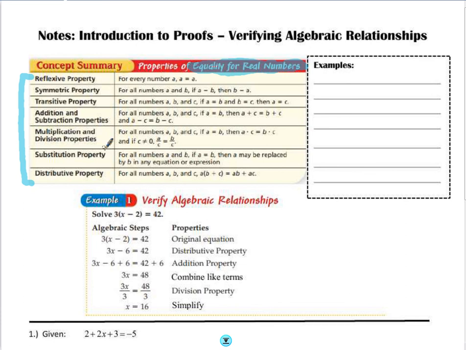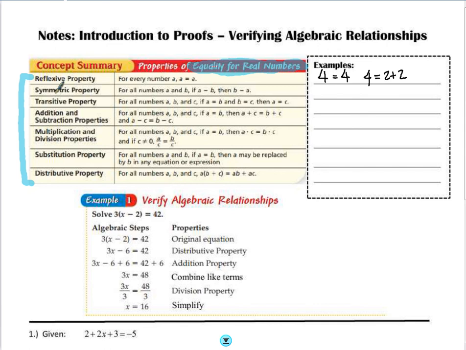The first one listed is the reflexive property, which states that for every number A, A is always equal to A. That should make a lot of sense and be pretty intuitive: if I'm given the number 4, I know 4 is always equal to 4. We can also think of it as 4 being equal to 2 plus 2. So the reflexive property can be used in different ways to help us understand the relationship between 2 or any number.